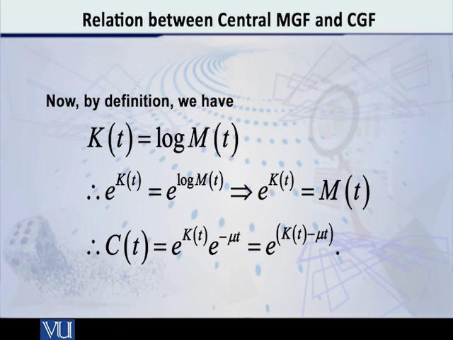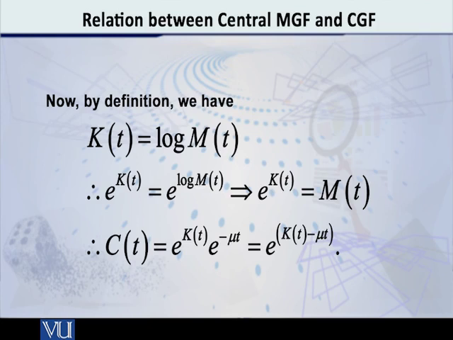So therefore, e raised to log of M(t) is the same thing as M(t). तो ये जो relationship, जो basic definition थी CGF की, कि capital K of t is equal to log of M(t), उसी को हम rewrite कर सकते हैं इस तरह कि M(t) is equal to e raised to K(t). अगर M(t) के बारे में हम ये बात कर सकते हैं, तो अभी थोड़ी देर पहले जो हमने बात की थी उस पे वापस जाते हैं.